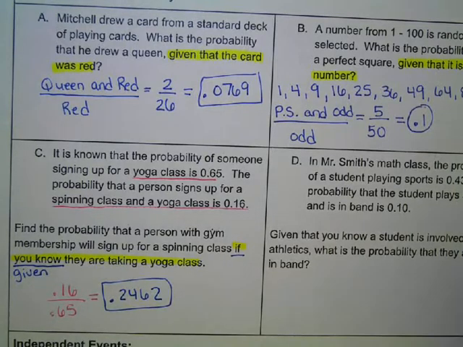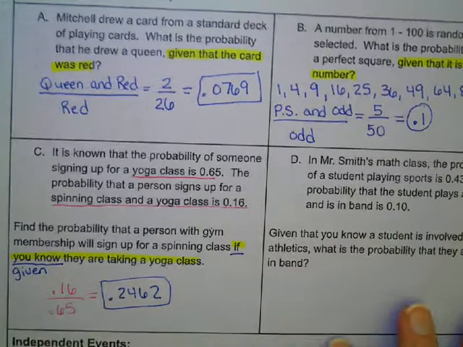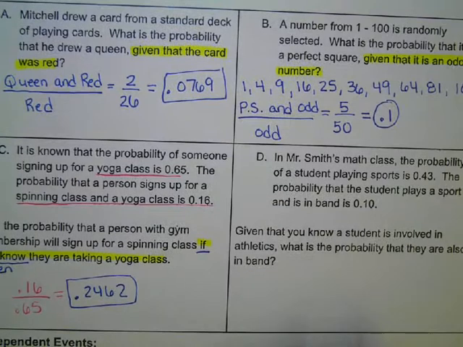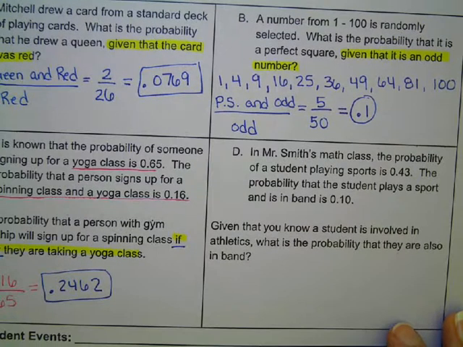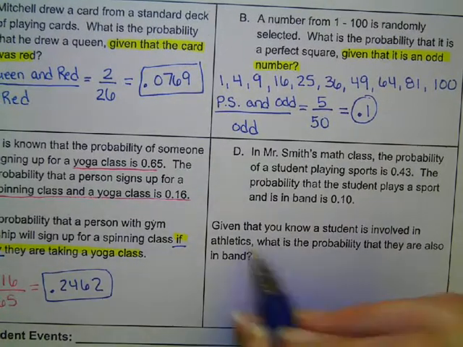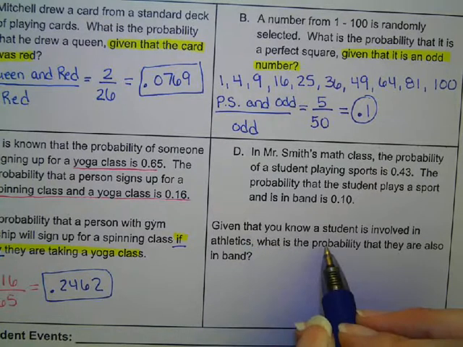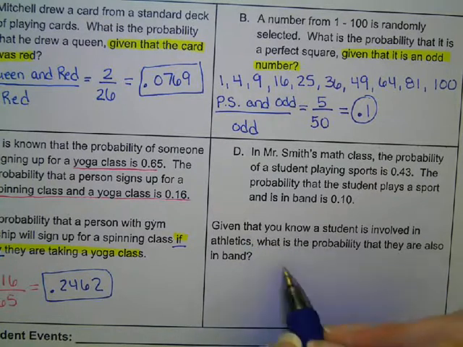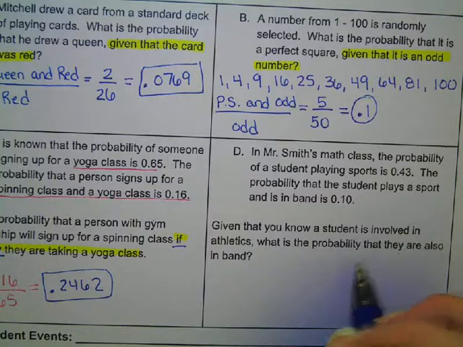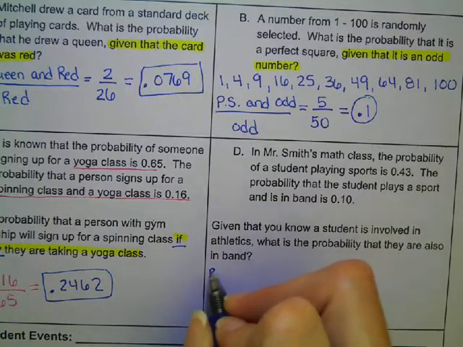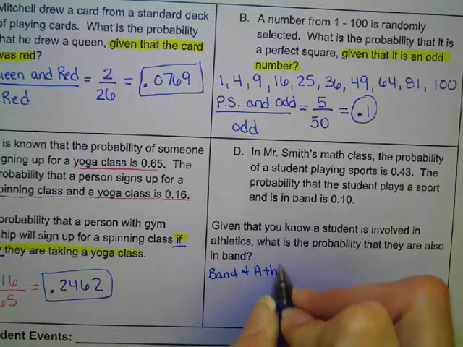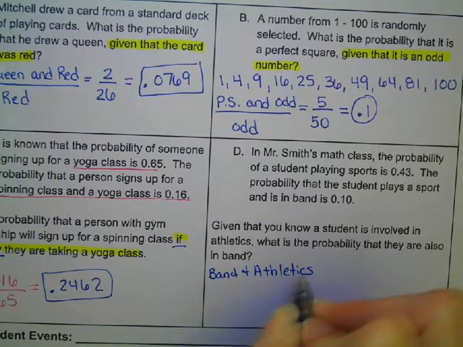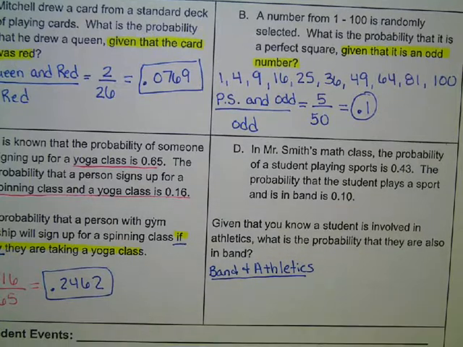Mr. Smith's math class. Probability of a student playing sports is 0.43. Probability that a student plays sports and is in band is 0.10. So remember, given that you know the student is in athletics, what's the probability they are also in band? So the top would be band and athletics, just to go back to what we did earlier, over given that the student is involved in athletics.